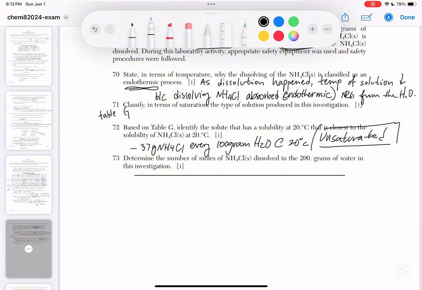Determine the number of moles dissolved in 200 grams of water in the investigation. Okay, so this one you would just get the molar mass, the gram formula mass. So I'm just gonna estimate here. I know nitrogen's about 14, hydrogen's about 1 times 4, and then chlorine's about 35.45. So then I add them together in the calculator, and I get, let's see.